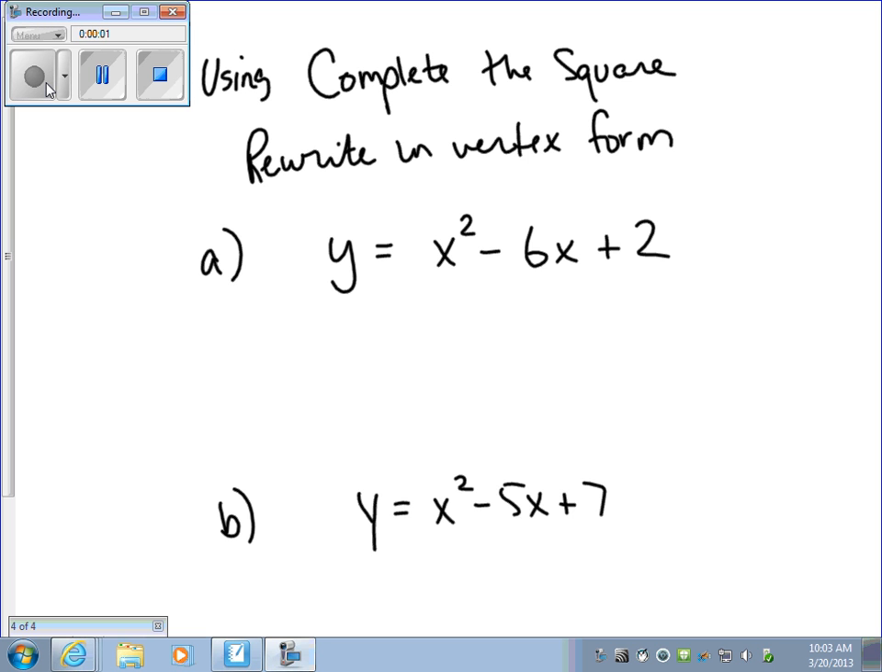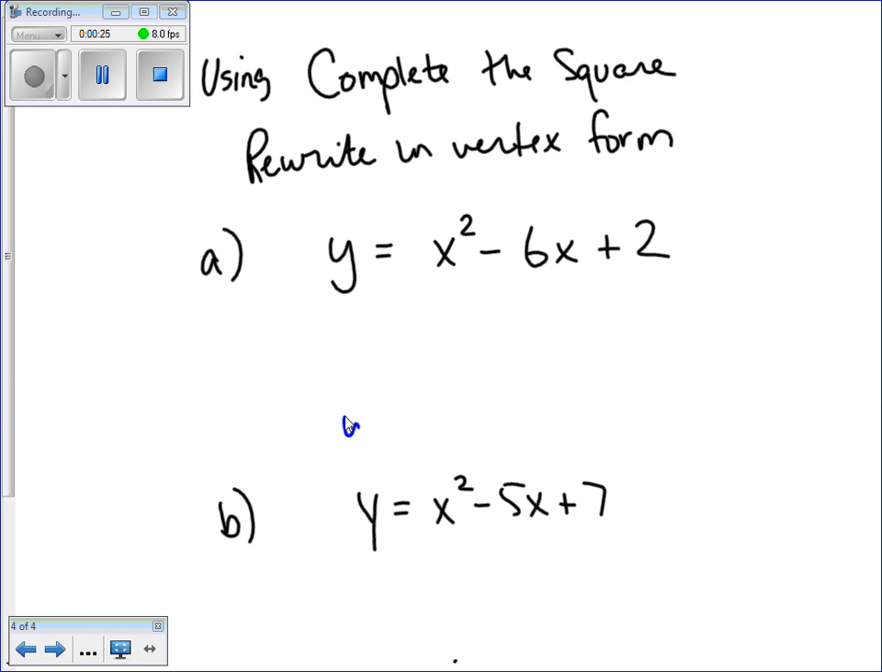Okay, another topic that needs to be mastered by the end of the quarter is using completing the square to rewrite these quadratics in vertex form. So you see in part A, and in class we used those tiles when we first learned how to do this, but now I'm going to use a shortcut because I think everybody's ready for that at this point.